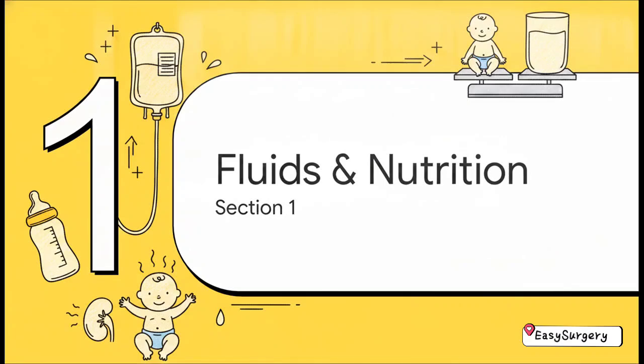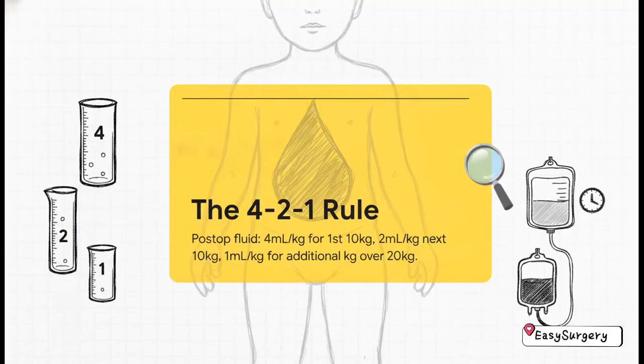Section 1. Fluids and Nutrition. Okay, you absolutely have to have the 4-2-1 rule locked down for calculating fluid replacement. Since total body water in kids is about 75% compared to an adult's 60%, precision here is literally everything.